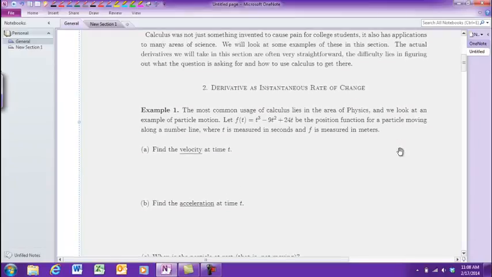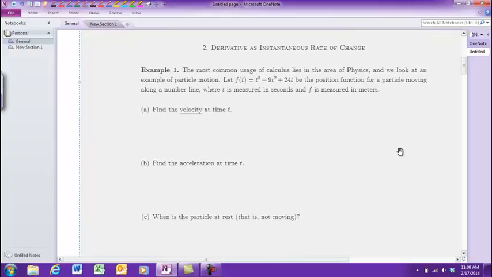And the actual derivatives we take in this section generally are going to be pretty easy. The difficulty lies in figuring out what the question is asking and how to use calculus to get there. So our first example is from physics. And here we have a particle motion.